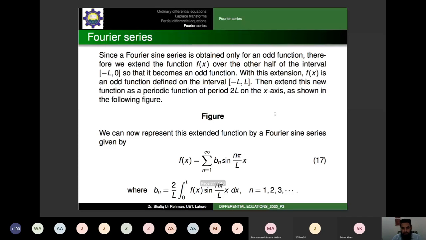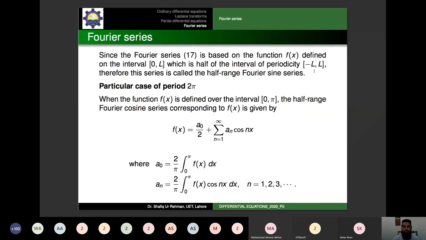We can now represent this extended function by a Fourier sine series given by this formula in equation number 17. We only need to calculate the b's: b1, b2, b3, b4. The formula is there, and eventually we see that it will involve only sine terms in the infinite series. So this is why it is known as a Fourier sine series. But because initially the function was defined over the interval 0 to L, which is half of the interval of periodicity -L to L, this series is called a half-range sine series because it will involve only sine terms. On top of that, it is going to be an odd function behind the scene.